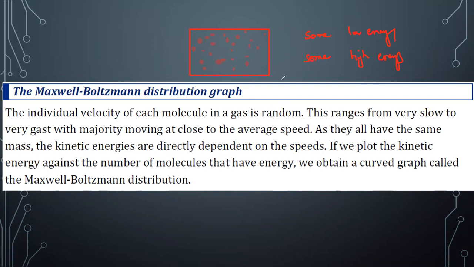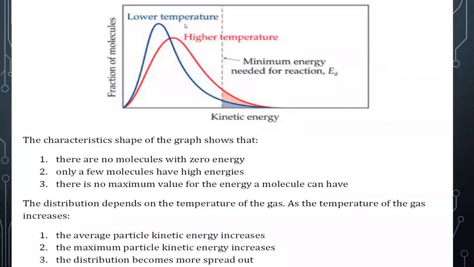So if we plot a graph of the energy of the particle against the number of particles, as you can see, the graph is between the fraction of the particles and the kinetic energy. You will find that at low temperature, a greater number of the particles will have lower energy. So a greater fraction of the particles have lower energy.